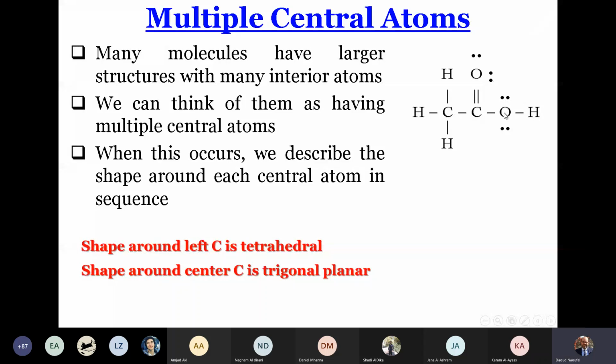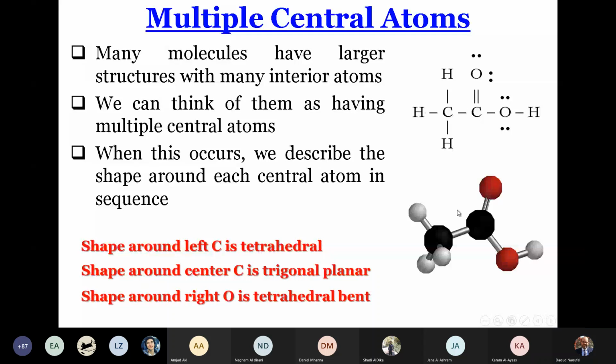I pass to this oxygen. This looks like A with X from this side and X from the second side. So this is AX2E2. The figure of repulsion is tetrahedral, and I have to erase 2 lone pairs. So the figure of repulsion is tetrahedral, and the geometry is bent. Okay? So the figures of repulsion: tetrahedral, trigonal planar, tetrahedral. The geometries: tetrahedral, trigonal planar, bent.